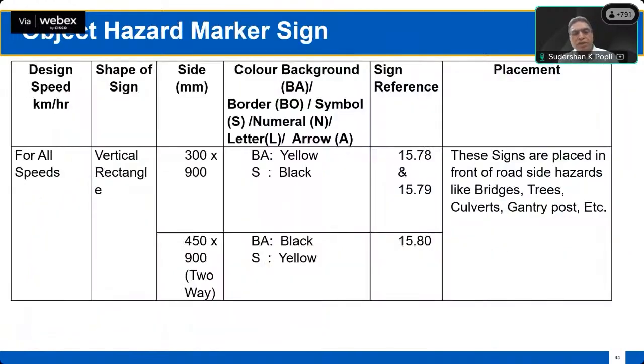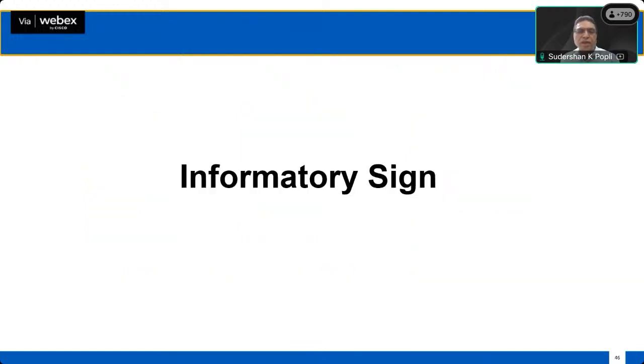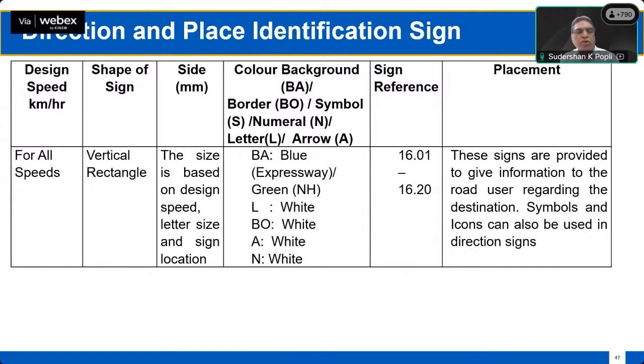Object hazard marker signs. These are the object hazard markers, and these are also placed. Left side means if the traffic is on the right of the hazard, then this sign should be placed. Accordingly, a two-way hazard marker sign is placed wherever there is entry and exit from slip road traffic. Then informatory signs. For all speeds, the sizes are different. Font sizes depend upon the design speed of the highway. Accordingly, the sizes of the information signs are decided.